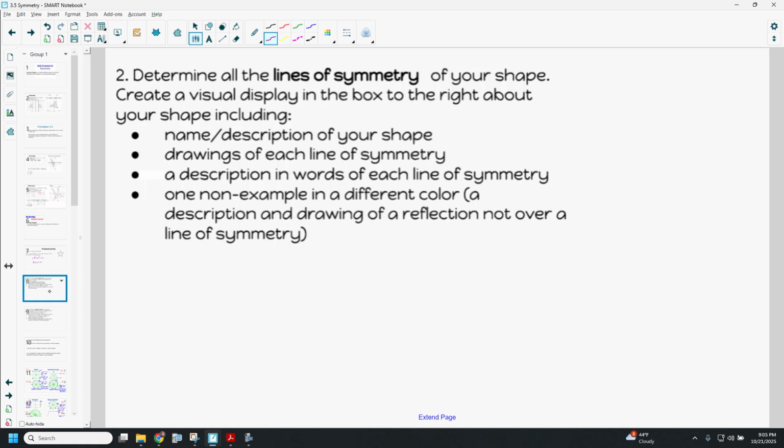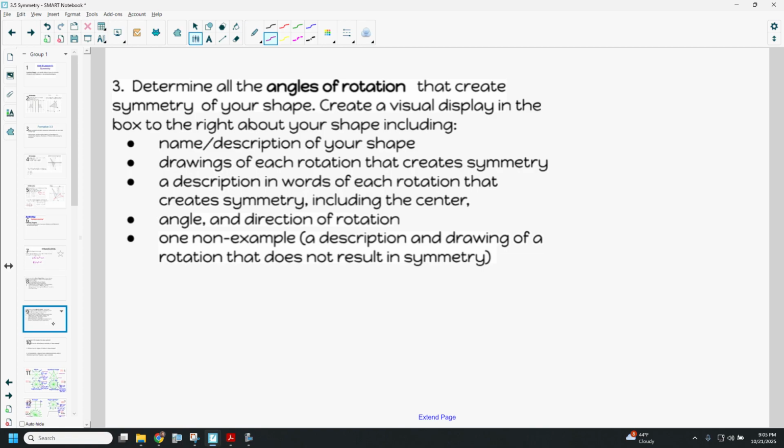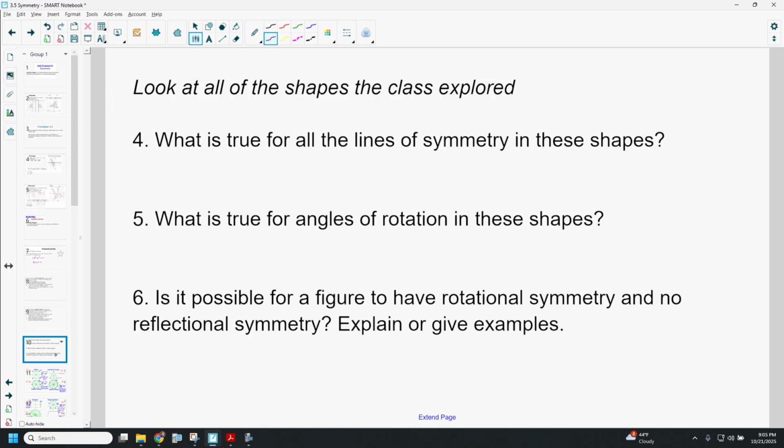You were given a shape, you're going to try to explore. Can you rotate it and get it back to still be the same image? Can you put a line and reflect it, and draw a line of reflection down the middle that will allow it to be the exact same image? Okay? You had a shape, looked at it.